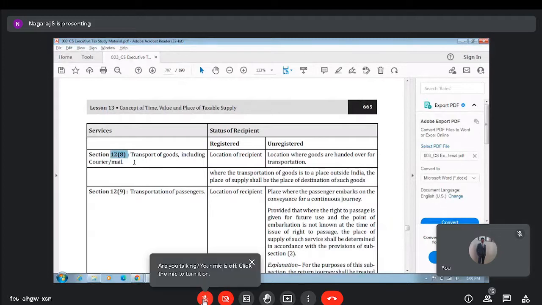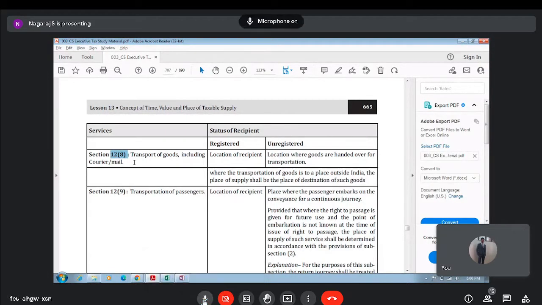Including courier and mail. Transport of goods. Who is the transporter? You know who does the goods transportation? Porter. VRL. Okay. Yes, sir. Including courier and mail. Courier means who? Professional courier, Blue Dart. Mail means post office.